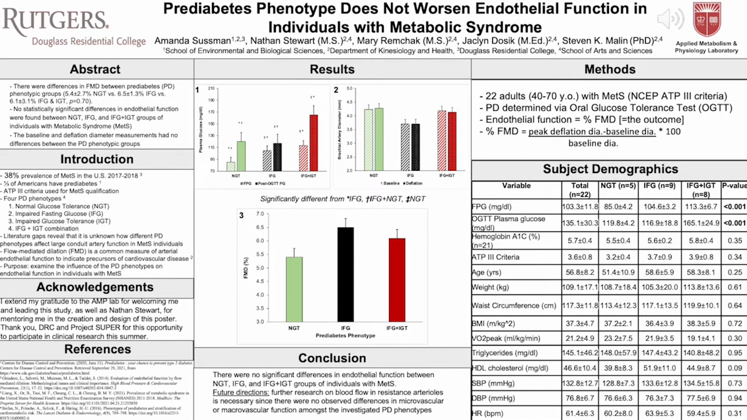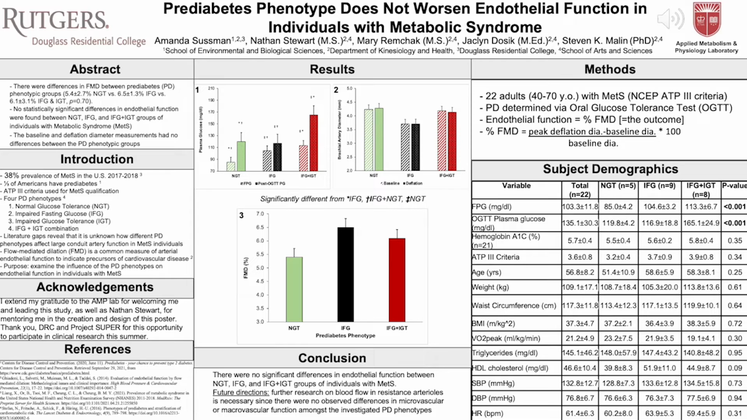These demographics are presented to show that these groups are similar to each other so that we can be more confident that any differences are due to prediabetes phenotypes. They include anthropometric data, which assesses body composition and body size, such as weight, age, waist circumference, and BMI. We also assessed HbA1c, VO2 peak, triglycerides, HDL, systolic and diastolic blood pressure, and heart rate.